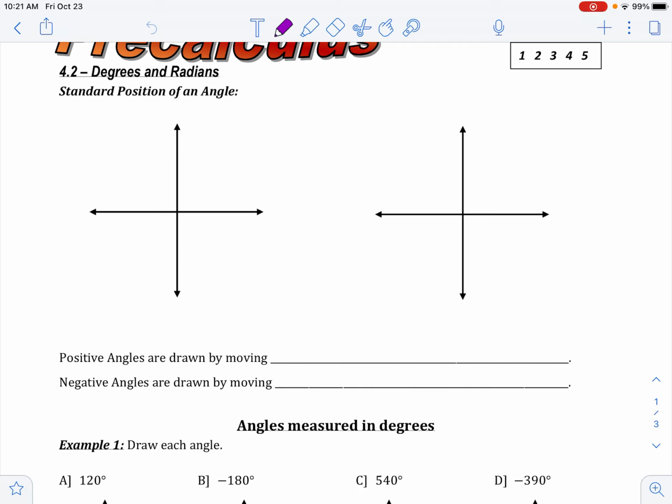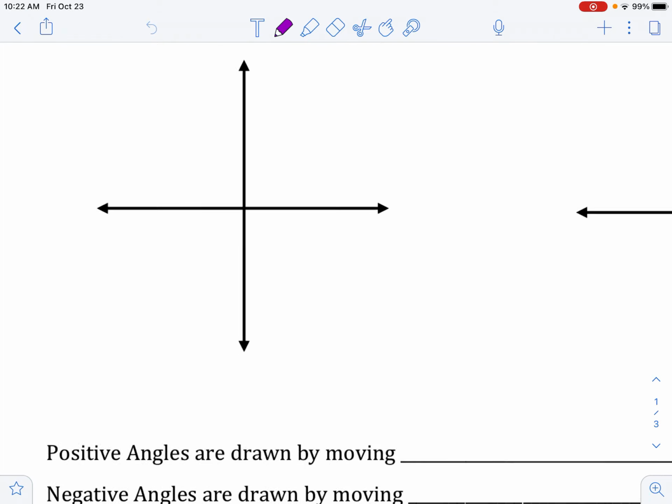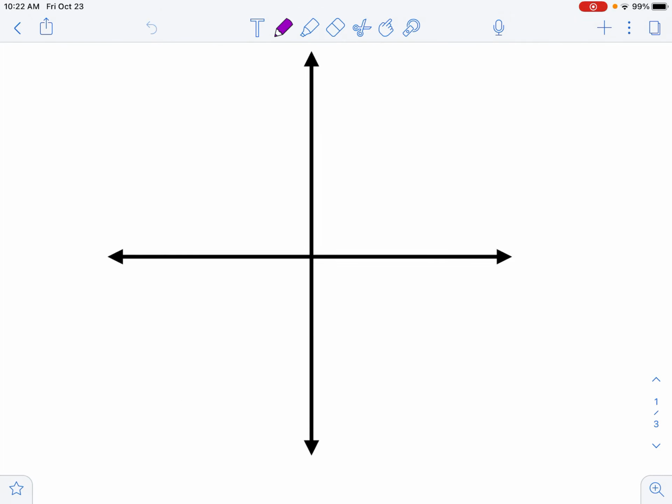We have two different types of angles. We have positive angles and negative angles. So first off, all angles start from the positive x-axis, or 0 degrees if you're looking at the unit circle. So this side right here, it's my positive x-axis. This is called the initial side. I-N-I-T-I-A-L. I have to spell it out loud. So many I's. Initial side.